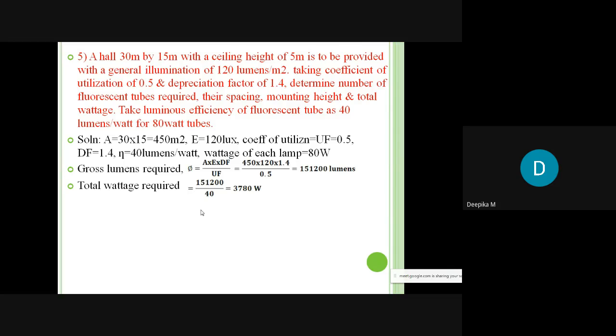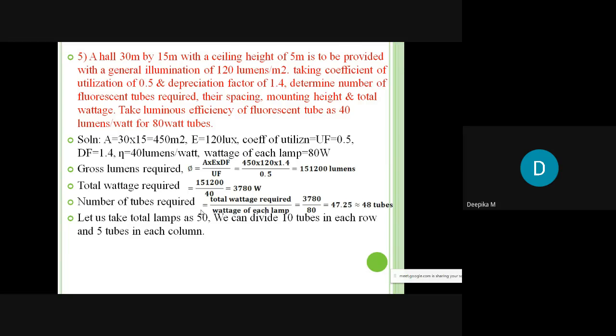Therefore, we can calculate how many tubes are required. The number of tubes required is the total wattage required divided by the wattage of each lamp. So 3780 divided by 80 gives 47.25, which is 48 tubes. Instead of using 48 tubes, we increase by two lamps to 50 tubes, to round off the number, and also because if you increase the number of lamps, you get more illumination. So let us take the total lamps as 50.